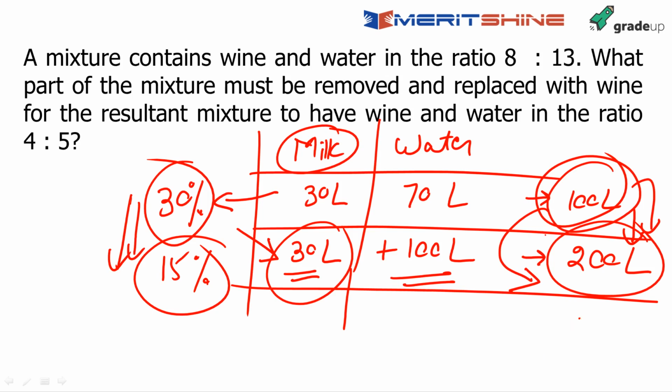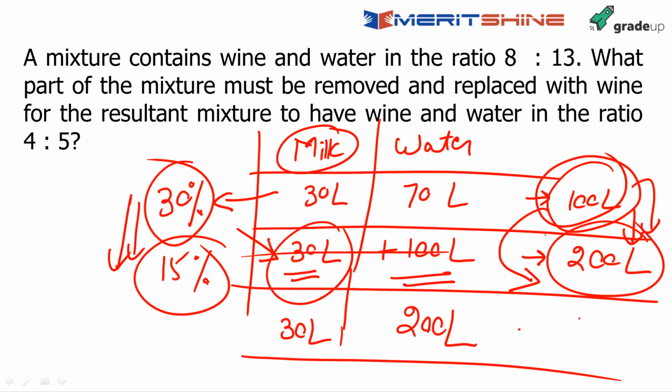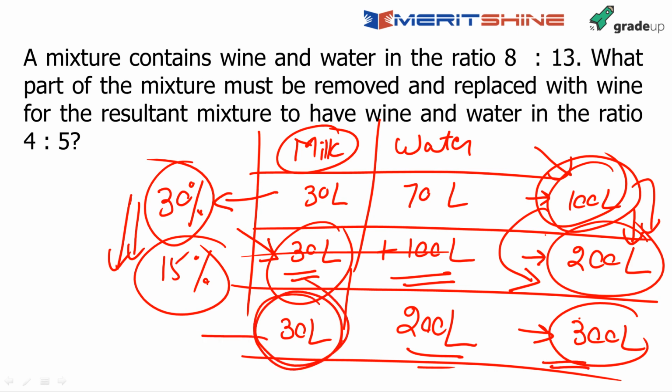In place of this 100 liters, let's say I add 200 liters here. This would again remain the same. This is 30 liters. What would happen is that this total quantity here would be 300 liters. The 100 liters that was there earlier is still there. This 100 liters plus 200 becomes 300 liters. So 300 liters and 30 out of it is 10%.